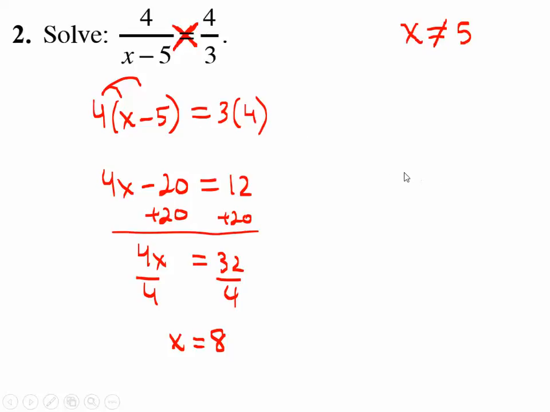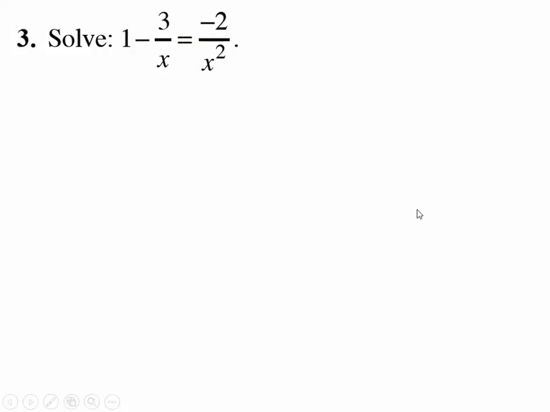Now let's look at number 3, which is more like the normal ones. This is the ones that we'll normally see here. So 1 minus 3 over x, which is equal to negative 2 over x squared. Again, still a very easy one to deal with here. So first things first, what can x not be or else causes problems?